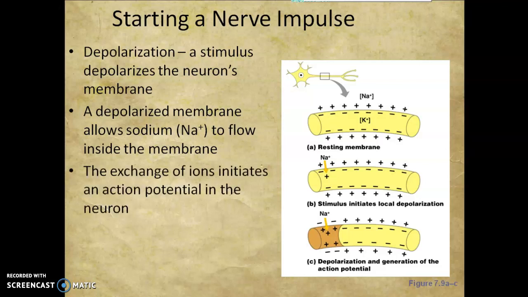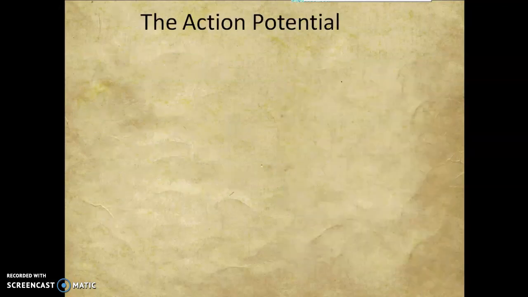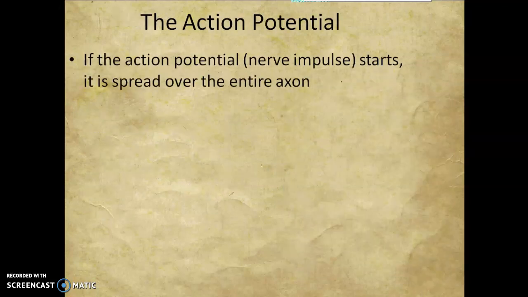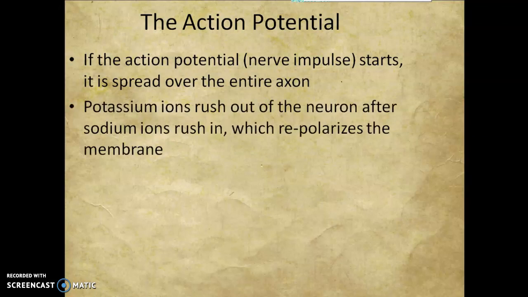Now, whenever all of those sodium ions are rushing in, remember it causes a change in the electricity of that cell, and that's actually what helps to send that action potential onto the next neuron. It's also what helps to cause our muscles to contract too. Now that action potential, or sometimes we commonly call it the nerve impulse when we're just talking about from one neuron to another, if that action potential starts, it's going to be spread over the entire axon.